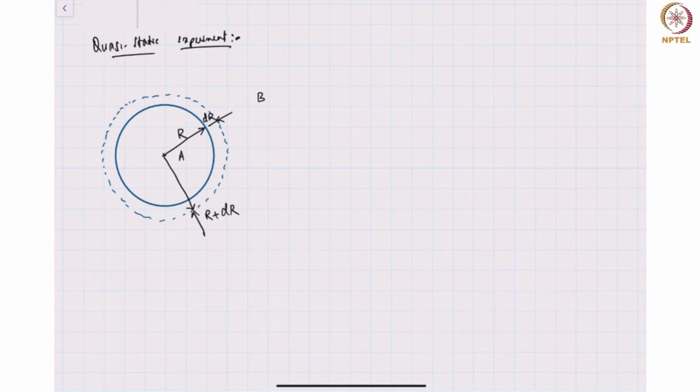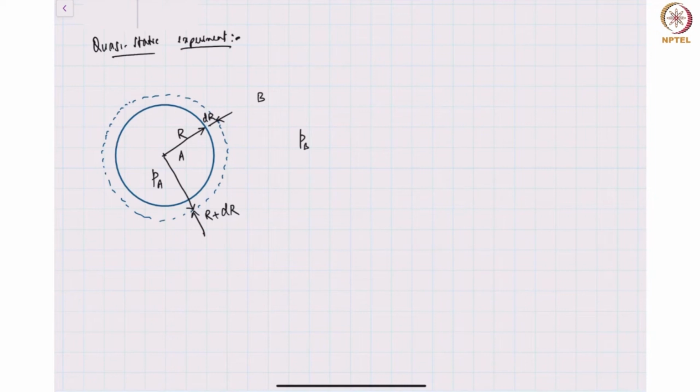So the pressure inside is PA and the pressure outside is PB. Okay. So this is a quasi-static experiment. There is no motion, or if there is motion, it's so slow that viscosity has no role to play. The question that we are interested in asking is, what is the relationship between the pressure inside and the pressure outside?